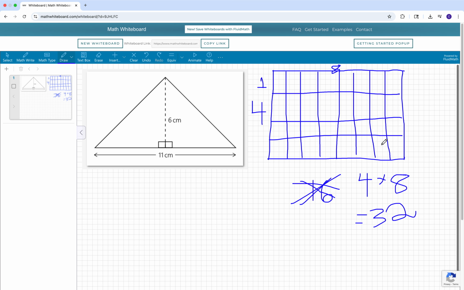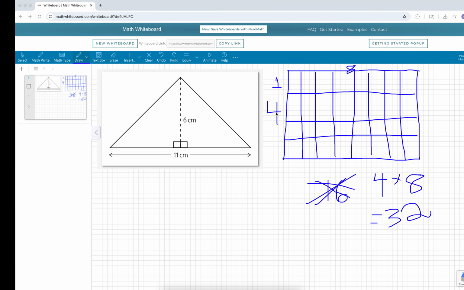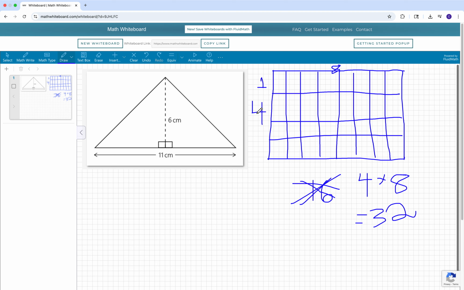Now, with this, we can see that to find the area of a rectangle, you take 4 times 8. So 4 is the width of the rectangle, and 8 is the length. L for length, W for width. So we multiplied 4 times 8. So the area of a rectangle, we can see, is W times L.